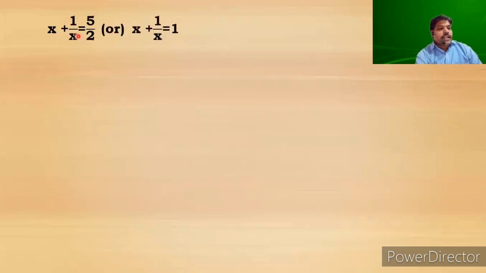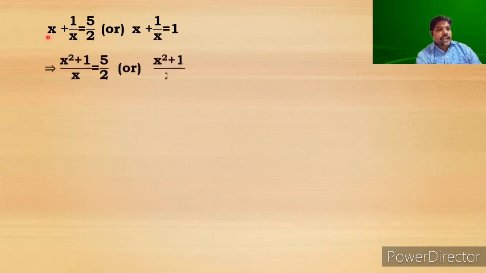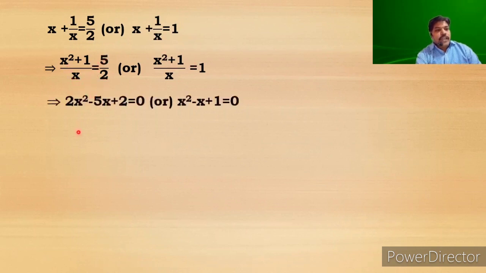x plus 1 by x is equal to 5 by 2 or x plus 1 by x is equal to 1. So first take the x LCM here: x square plus 1 by x is equal to 5 by 2, or take the x LCM here: x square plus 1 by x is equal to 1. And cross multiply and simplify. What happens? 2x square minus 5x plus 2 is equal to 0, and taking the term to this side it will become x square minus x plus 1 is equal to 0.